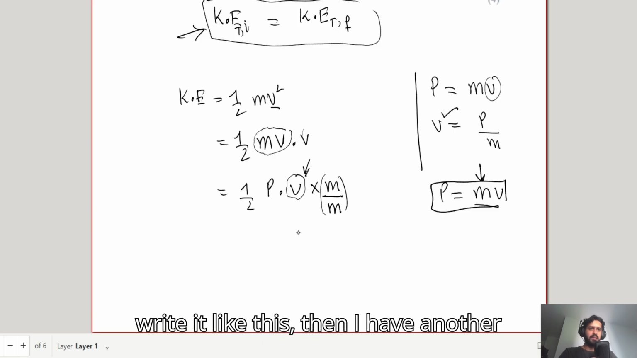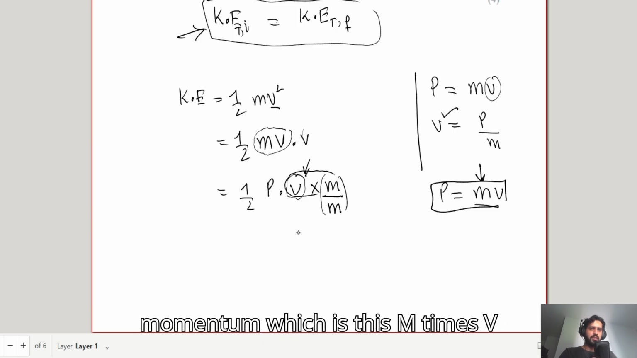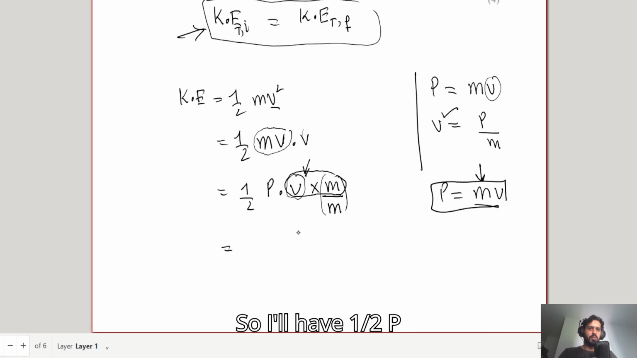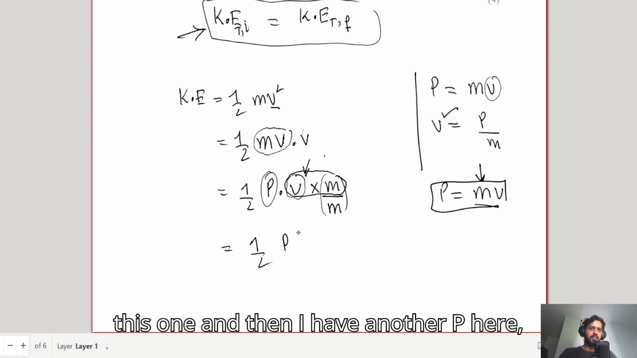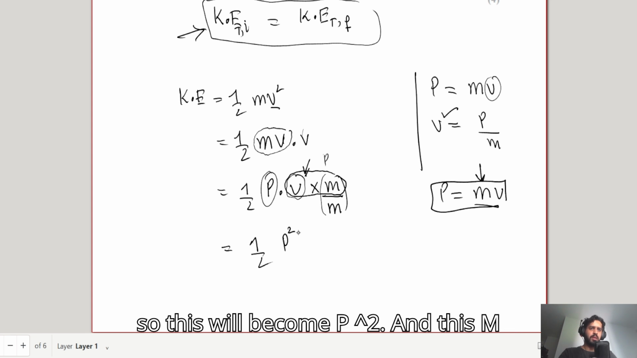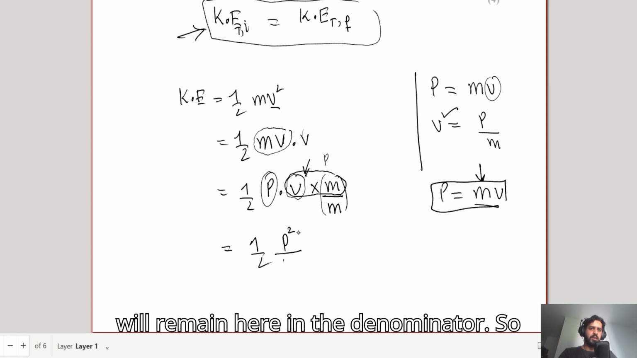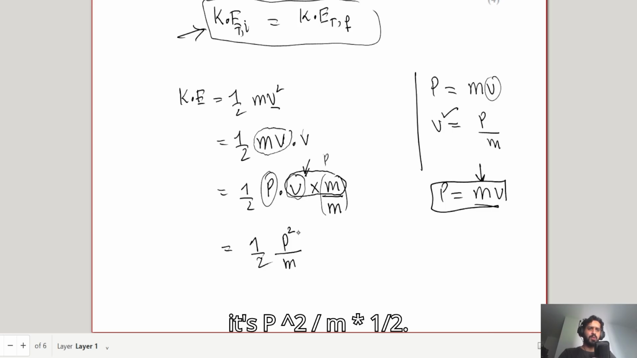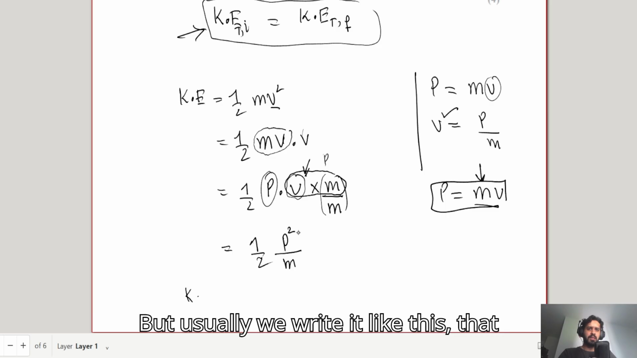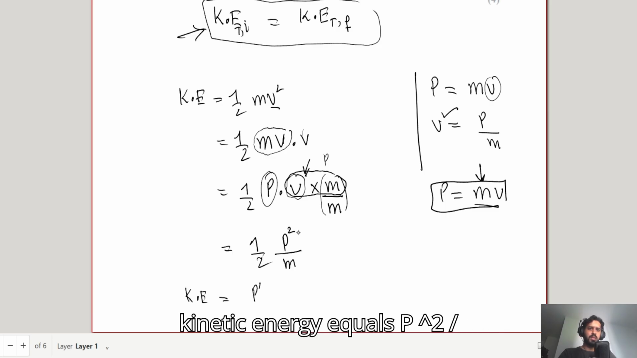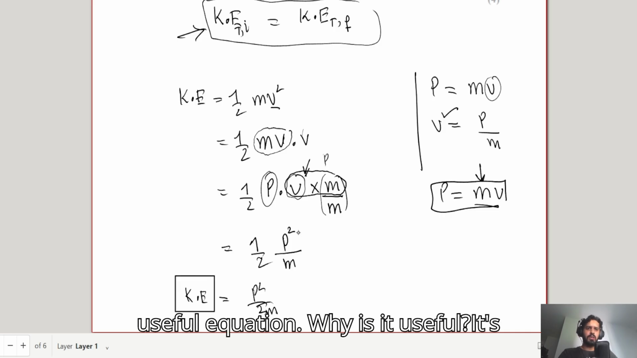Now, if I write it like this, then I have another momentum, which is this m times v. So I'll have 1/2 p, this one, and then I have another p here. So this will become p squared, and this m will remain here in the denominator. So it's p squared divided by m times 1/2. But usually we write it like this, that kinetic energy equals p squared divided by 2m. So this is a useful equation.